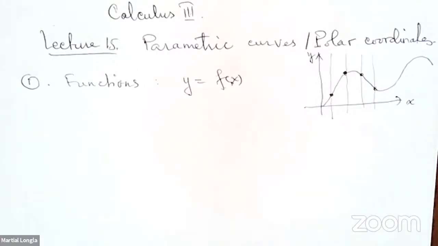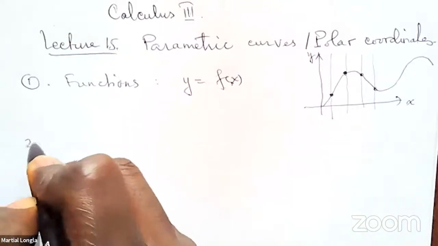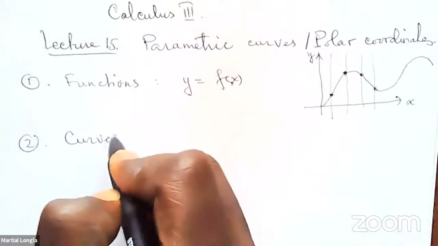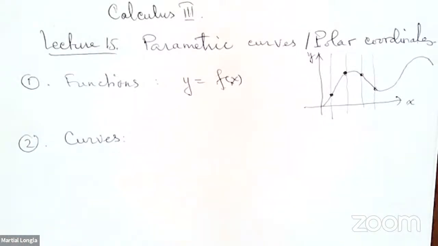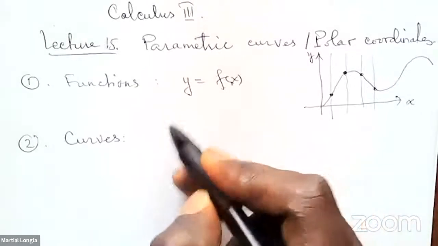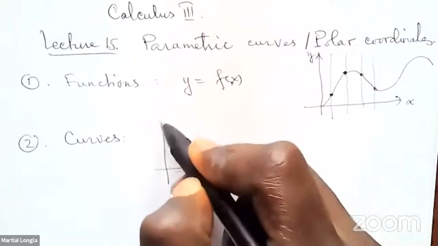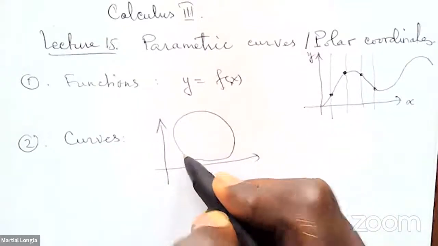Now, what we are going to be talking about now will be curves. Curves which are allowed to self-intersect, which means for one value of t, you have one value of x and one value of y, but the same value of x can correspond to multiple values of y. So for a curve, you are allowed to have something like this. That would be a curve.